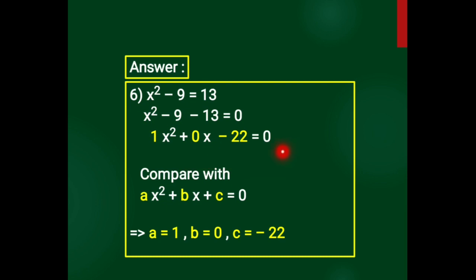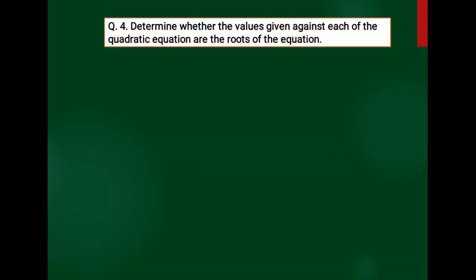This is the general form. Compare with ax square plus bx plus c equals 0. After comparing, we get a equals 1, b equals 0, and c equals minus 22. So in this way, we can solve question 3. Now see the next question.